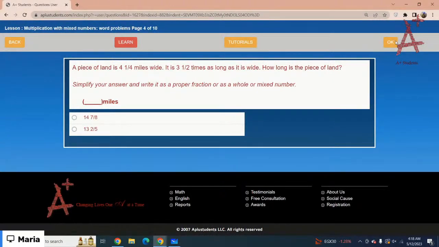Okay, the next one is a piece of land is 4 whole 1 by 4 miles wide. It is 3 whole 1 by 2 times as long as it is wide. How long is the piece of land? Okay, so you have to do 4 whole 1 by 4 times 3 whole 1 by 2. Got it?